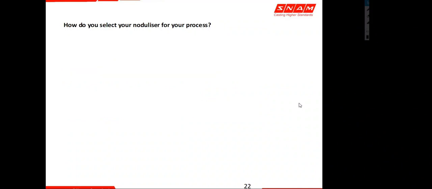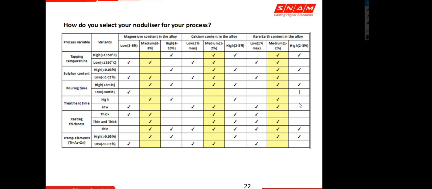So we've got general guidelines based on the different process variables and controls in a foundry, and on what basis the constituents of your nodulator can be selected, like what levels of magnesium can be selected, what level of calcium and rare earth can be selected. So we have plotted against sulfur, pouring temperature, treatment time, section thickness, tramp elements present, and the tapping temperature also. So out of this, we have generalized and we have taken the maximum alloy.